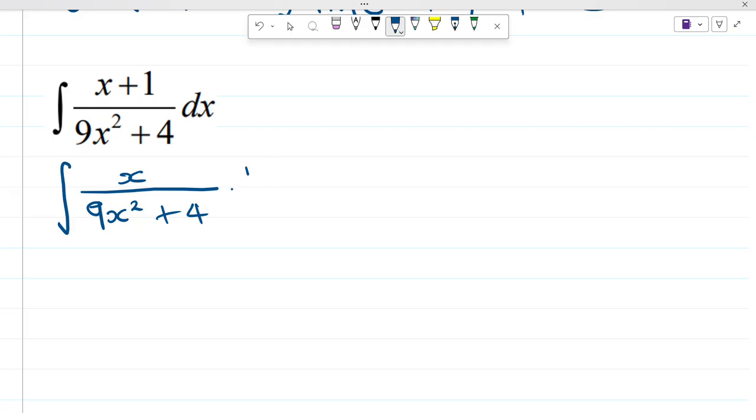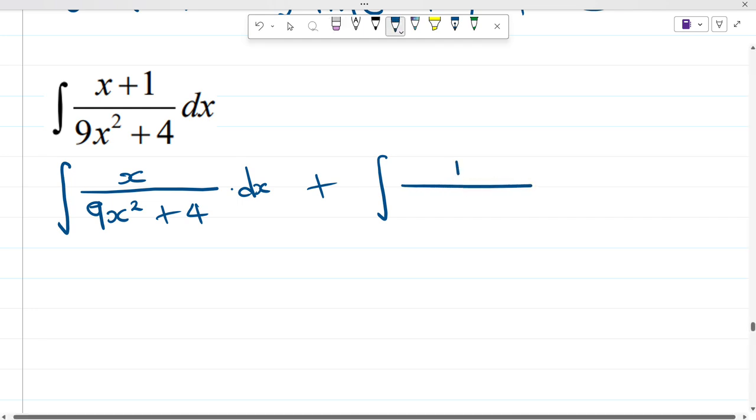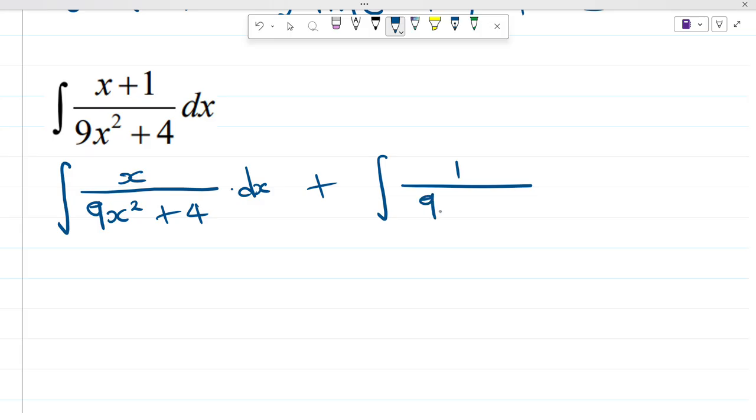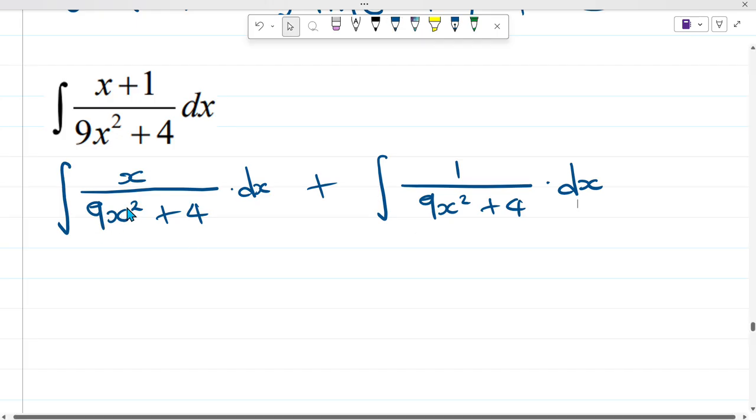Okay, and then dx plus the integral of 1 divided by 9x squared plus 4. And then from there, I should have my dx here. So when we check this one, we are going to have inverses, 2 inverses here in the end for this question.